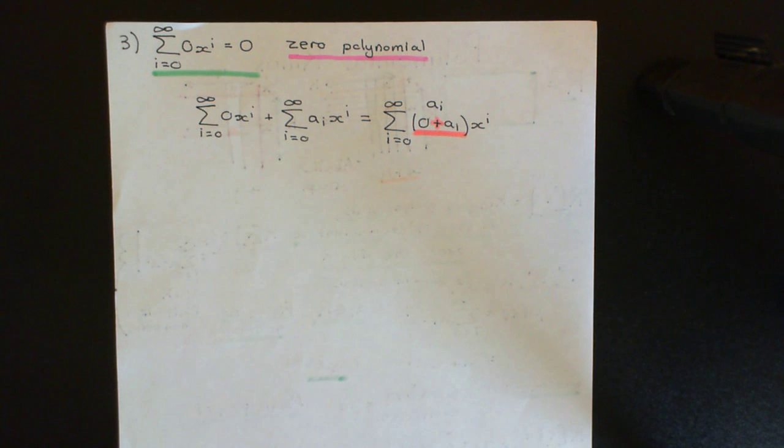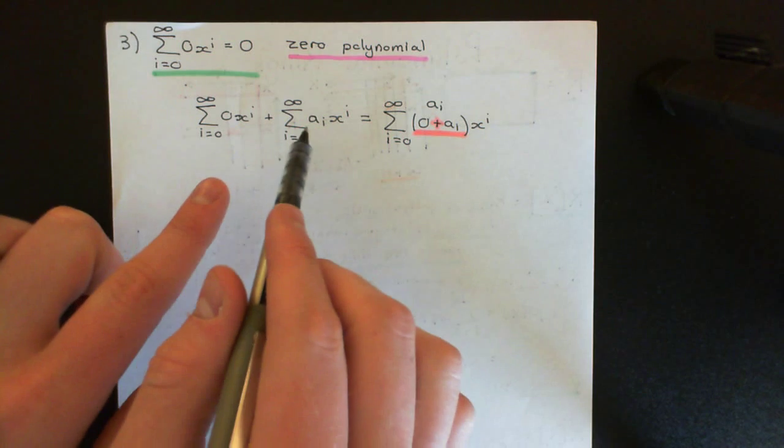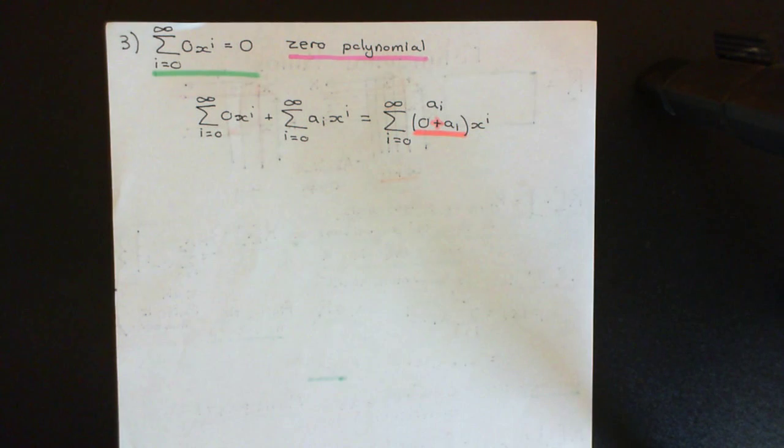So indeed, the 0 polynomial does add to any polynomial to give that other polynomial back again, and that will be true even if you do it the other way around. If you flip these two around and do this polynomial plus the 0 polynomial, the answer will be exactly the same. So this 0 polynomial does indeed add to all the other polynomials to give that other polynomial back again. Okay, so we do have an additive identity.